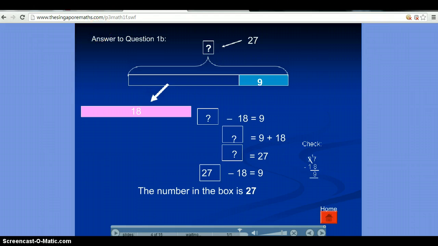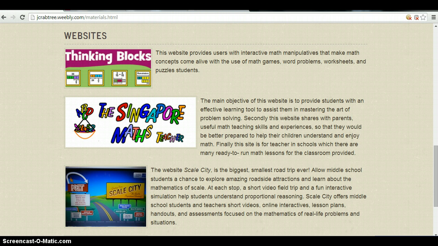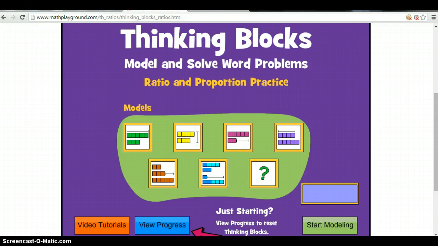Okay, and then the third website that I have listed under my materials is Scale City. And Scale City is a great website, and I actually found this at the end of the school year, and I was able to use this with a couple of my students who were struggling with this at the end of the school year.